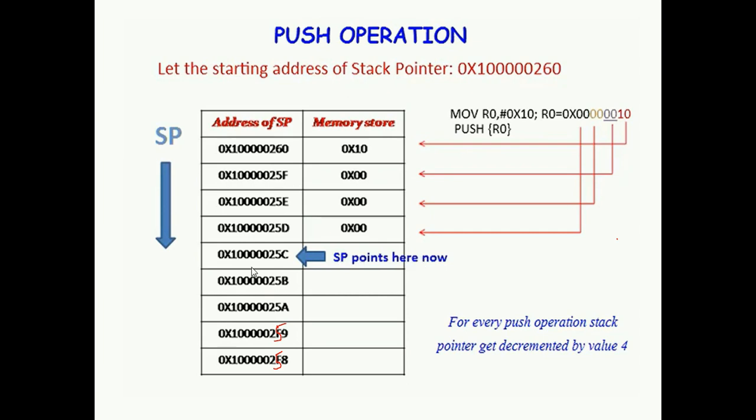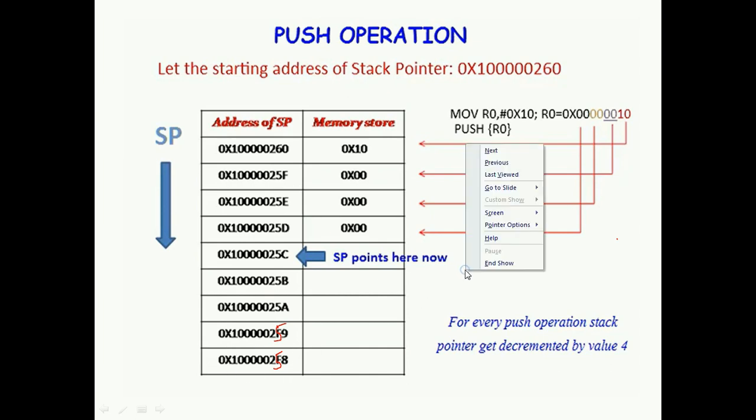In brief, you can see the initial address of the stack pointer is this, and now it is pointing to this after this 32-bit push operation. So every push operation, the stack pointer value gets decremented by 4. Remember this. If I perform another move operation and another push, so if I take R1 content 0x20, it will be saved like this: 20 will come, then 00, 00, 00. After that the stack pointer is pointing to that address.